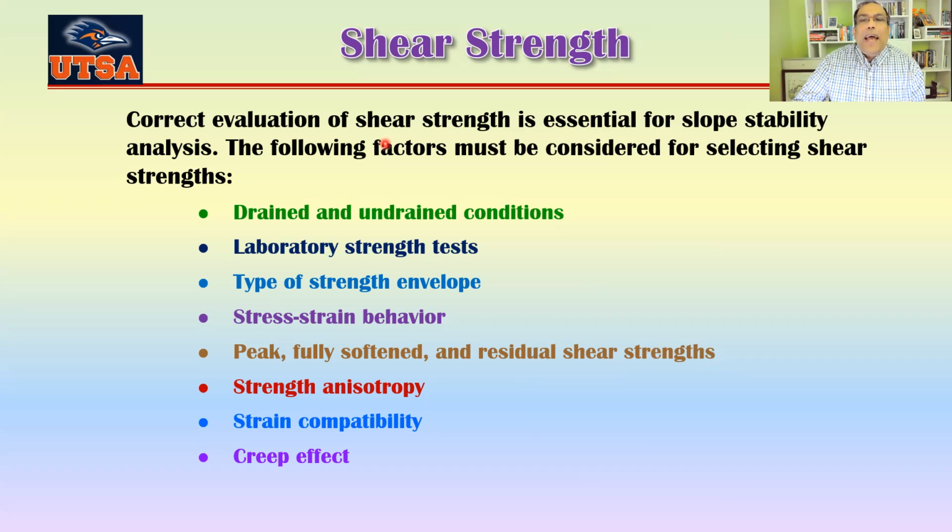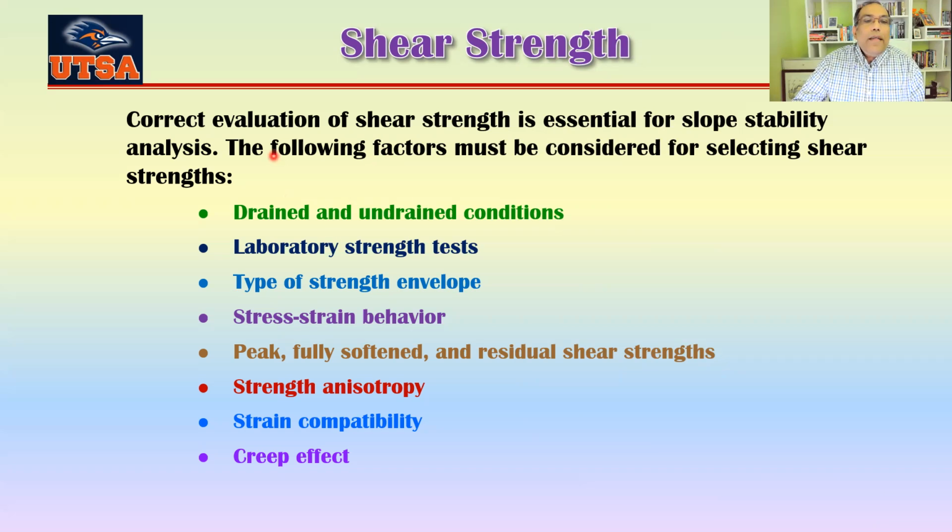And let's say for sudden drawdown, at the beginning we can just talk about that drained strength. And when the stage falls suddenly, then we have to use undrained shear strength. So we'll talk about each of those factors separately for each of the cases.